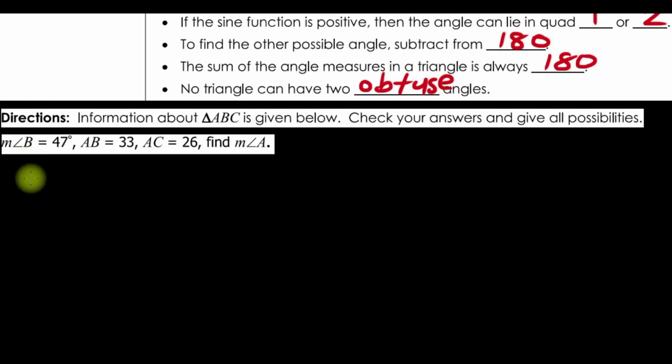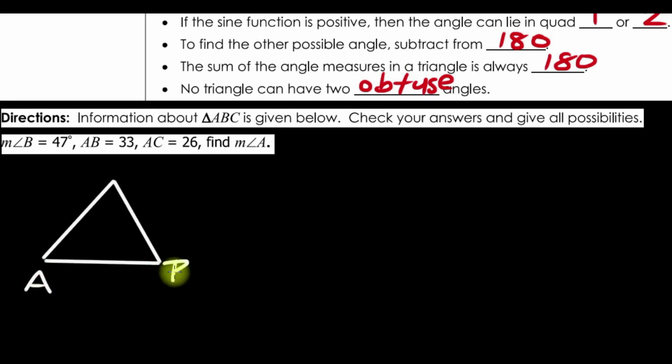Okay, let's go over an example here. So here we're given triangle ABC, and then we have to check our answers and give all possibilities. So this is triangle ABC. Okay, angle B is 47 degree. Angle A, we don't know. Okay, we're looking for angle A, so we're going to call it X. And then side AB is 33, and then side AC is 26.